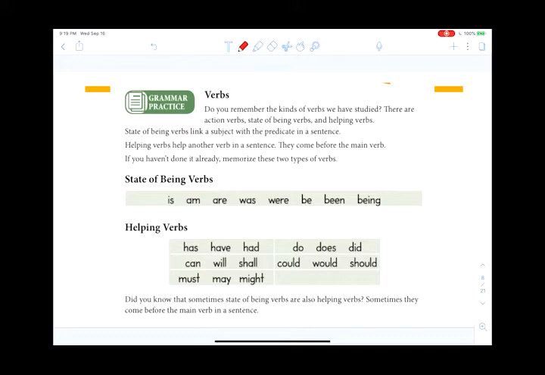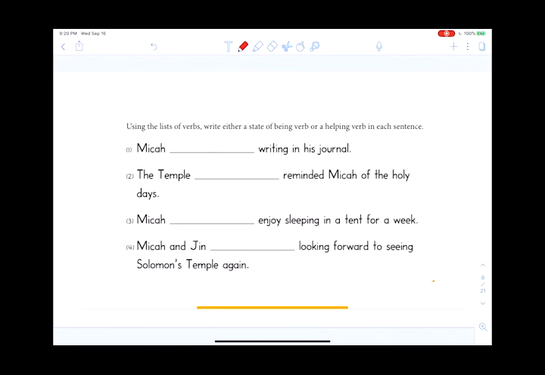Sometimes, state of being verbs can also be helping verbs. Sometimes, they come before the main verb in a sentence. Using the list of verbs, write either a state of being verb or a helping verb in each sentence. Pause this video and complete this exercise.